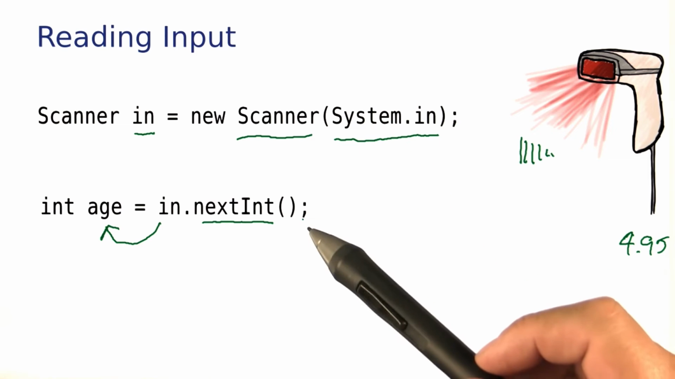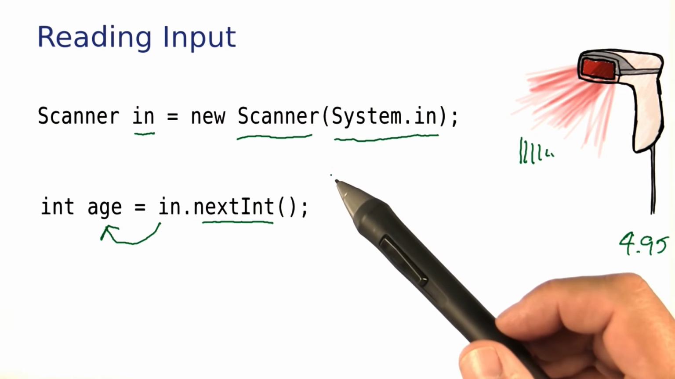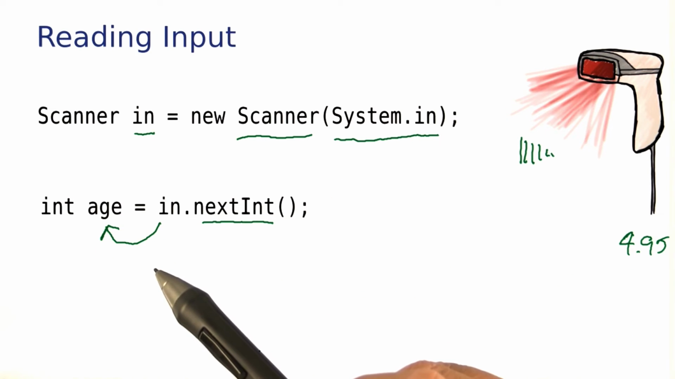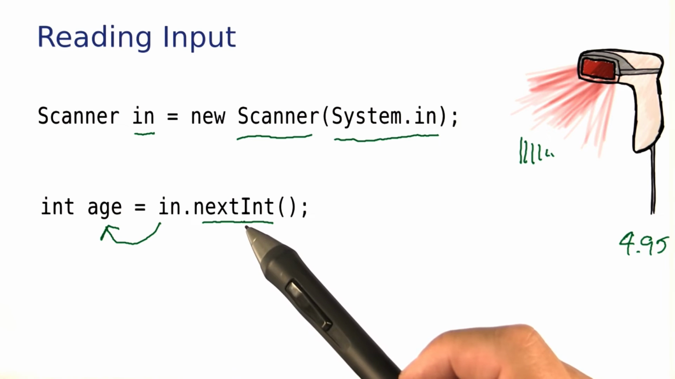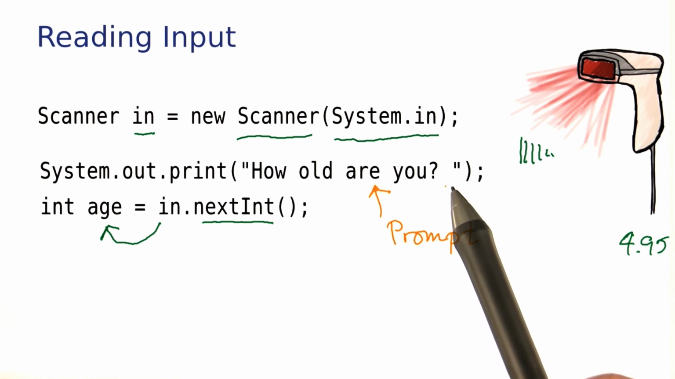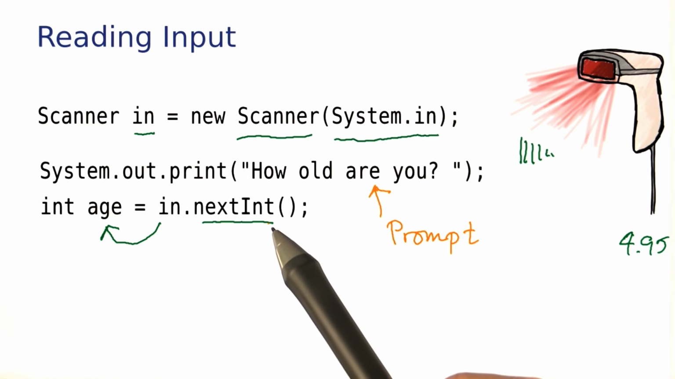The program snippet that I've written here is not quite complete. After all, how is the user supposed to know that they're now asked for their age? So before calling a Scanner method that reads user input, you always want to alert the user first with a statement such as this one. This string here, "How old are you?", is called a prompt string. It prompts the user to then take the next step and provide an input.